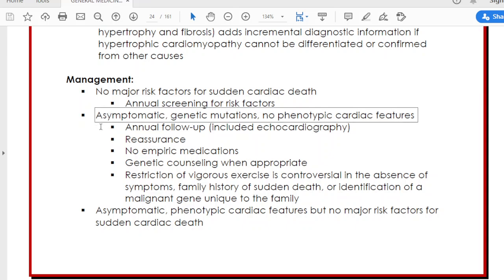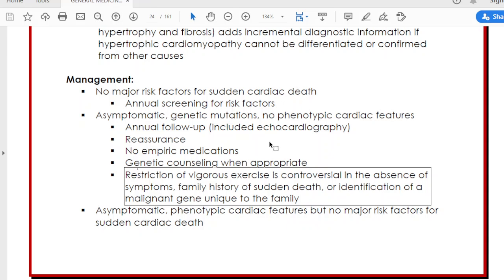Asymptomatic, genetic mutations, no phenotypic cardiac features. Annual follow-up, including echocardiography. Reassurance. No empiric medications. Genetic counseling when appropriate. Restriction of vigorous exercise is controversial in the absence of symptoms, family history of sudden death, or identification of a malignant gene unique to the family.